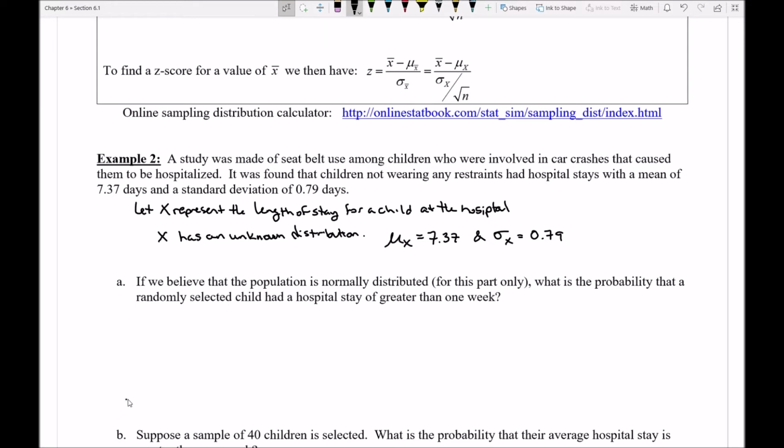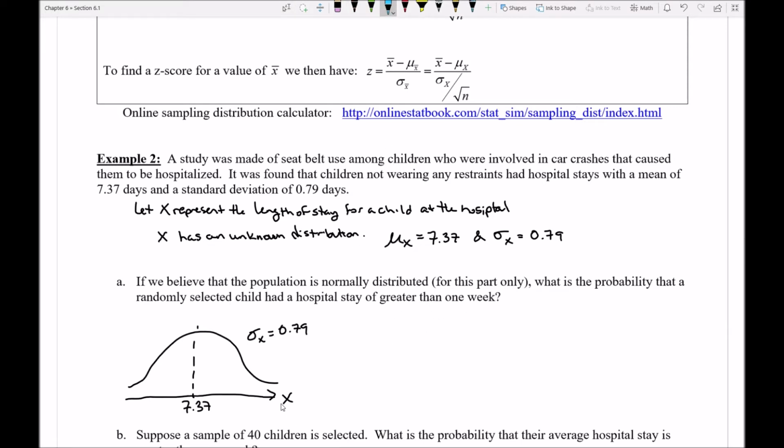So I'm going to go ahead and draw out my pictures in the same way I always do. So I'm going to say I have a nice normal distribution. My mean is 7.37. My standard deviation is 0.79. And I want to be dealing with greater than 1 week stay.